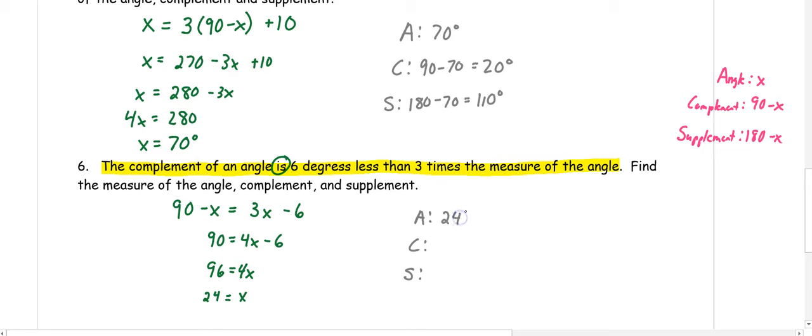So my angle is 24 degrees. My complement is 90 minus 24, which is 66 degrees. And my supplement is 180 minus 24, which is 156 degrees.